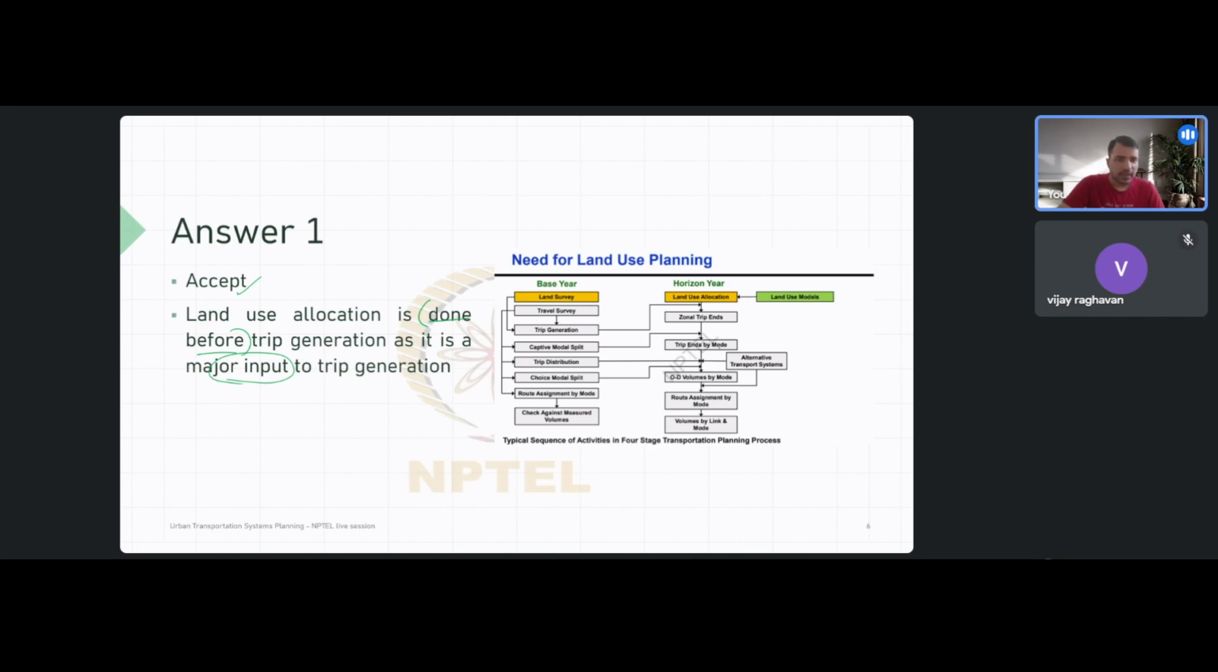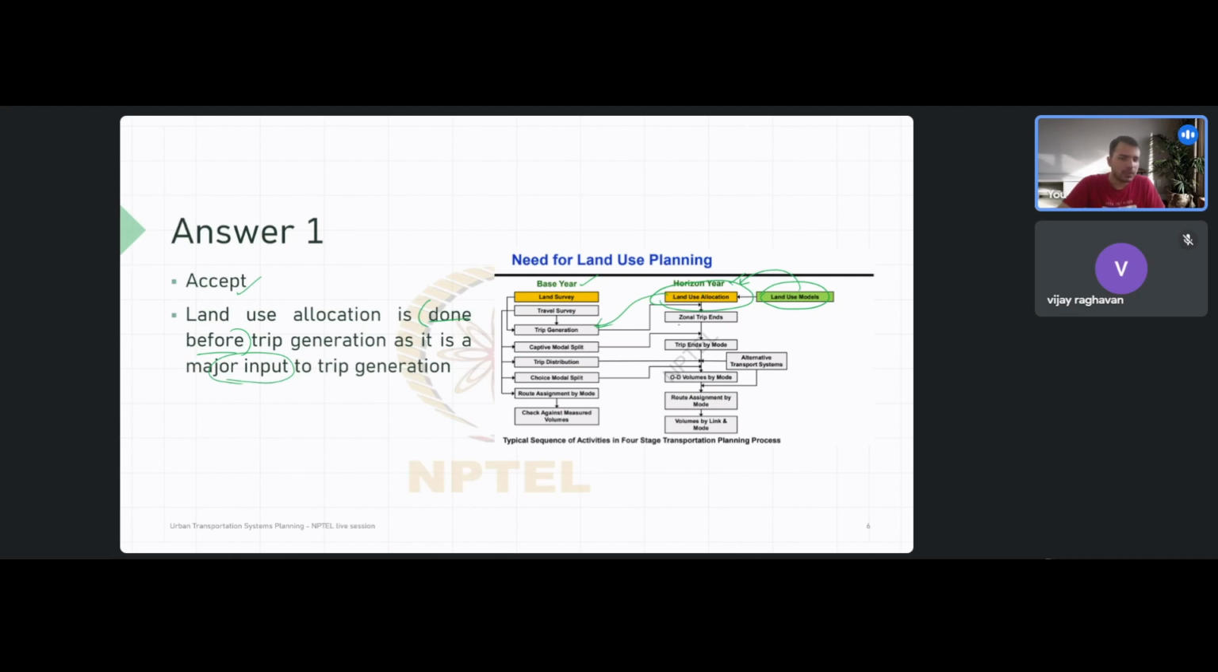So we'll see the slide here. We can see the comparison between base year and horizon year, that is not very relevant here. So what we need to understand is, first we need to have the land use models. Based on the models, we'll have the land use allocation, and then this will be fed as an input to the trip generation.